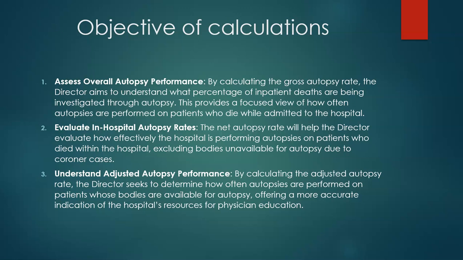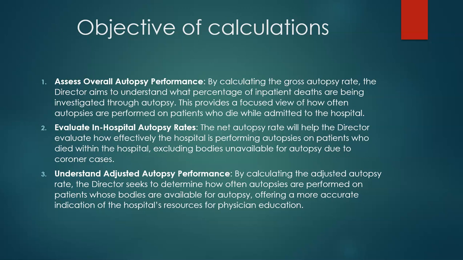Let's consider the objective of our calculations. 1. To assess overall autopsy performance. By calculating the gross autopsy rate, the director aims to understand what percentage of inpatient deaths are being investigated through autopsy. This provides a focused view of how often autopsies are performed on patients who die while admitted to the hospital.